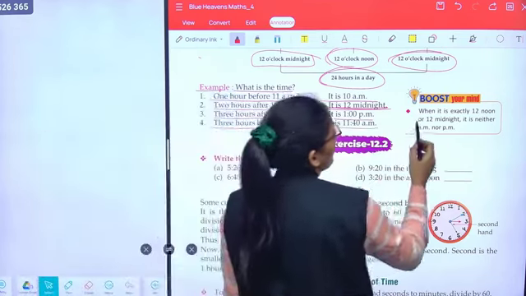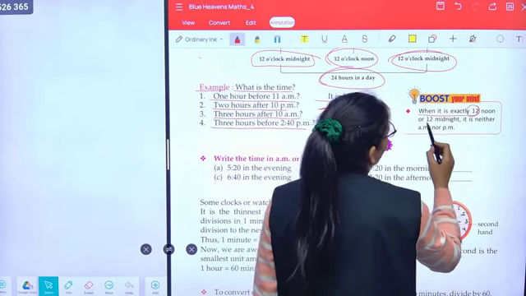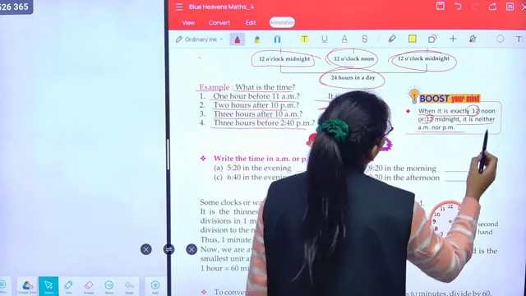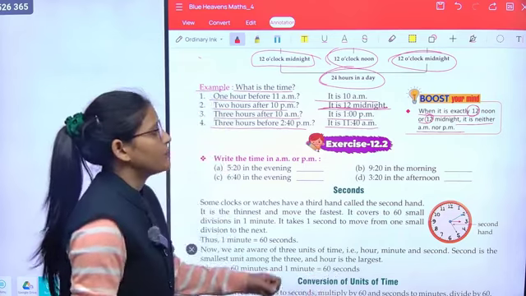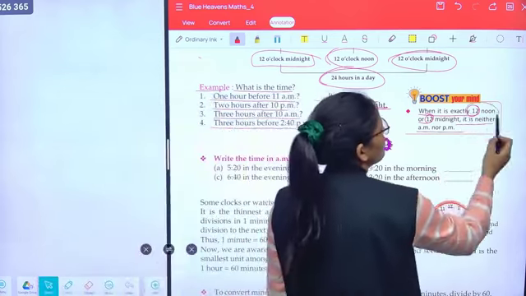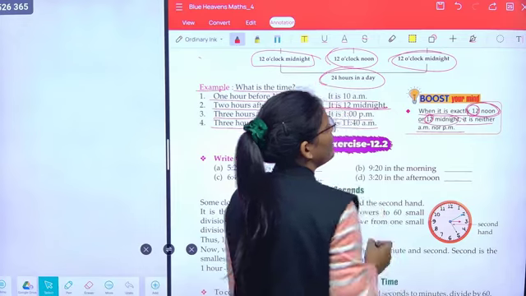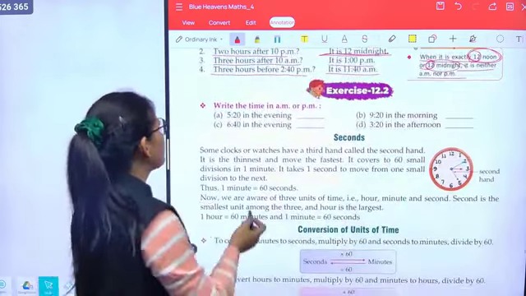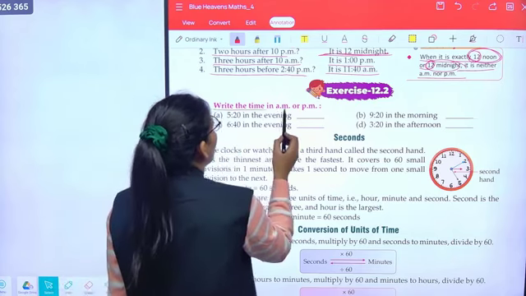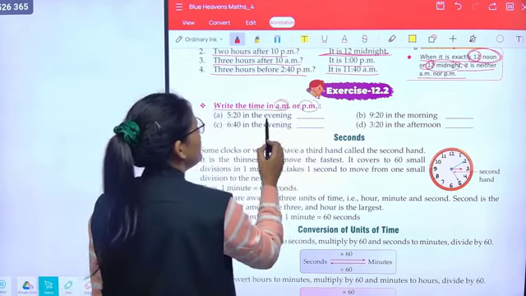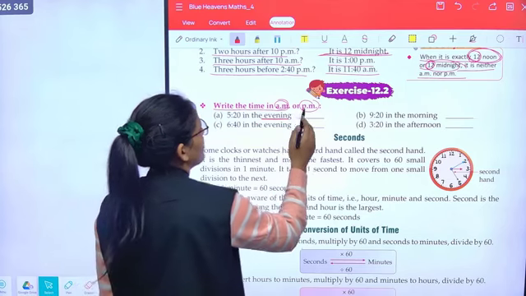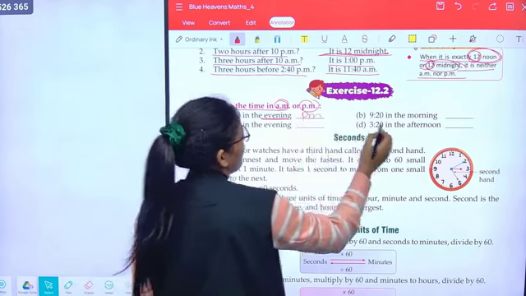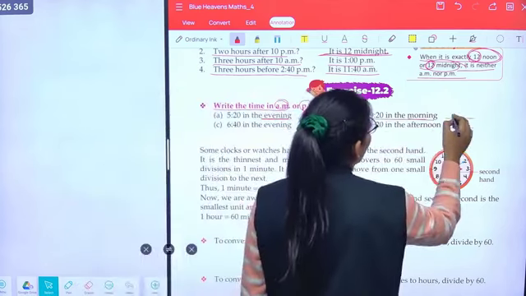Okay. When it is exactly 12 noon or 12 midnight, it is neither AM nor PM. जब exactly 12 बज रहे हो, 12 noon या 12 midnight हो, तो ना तो वो AM होता है ना ही वो PM होता है. Okay. Now write the time in AM and PM. क्लास, इवनिंग के लिए हम PM यूज करते हैं. So PM, and for morning, 9:20 in the morning, AM. Okay class, now rest of the parts do yourself.